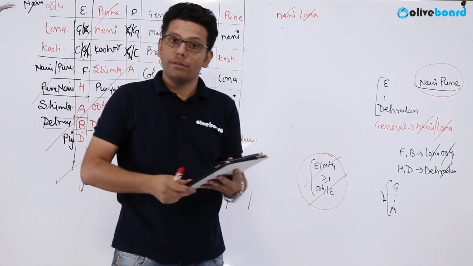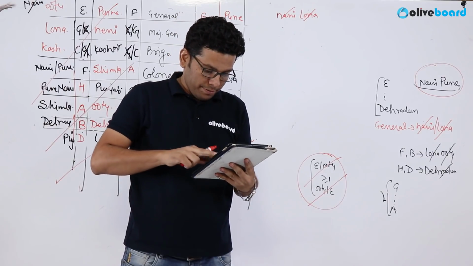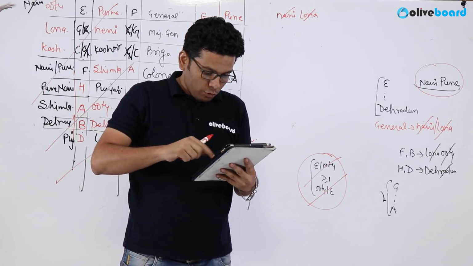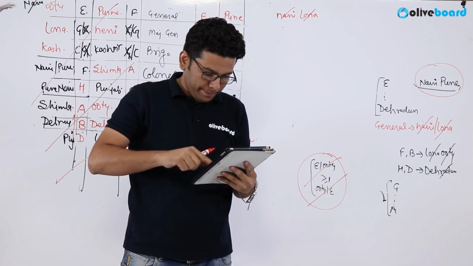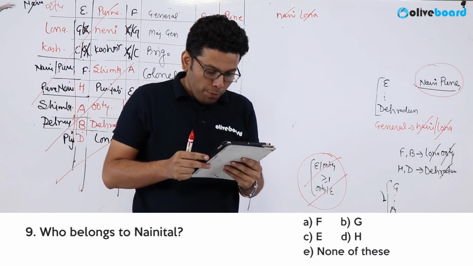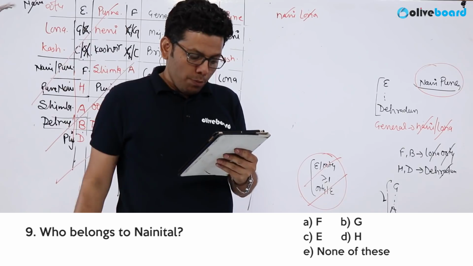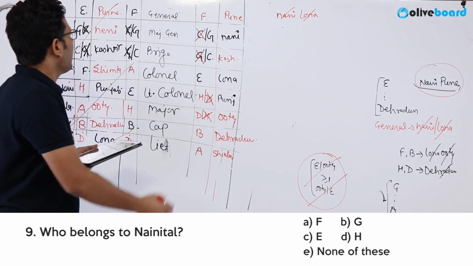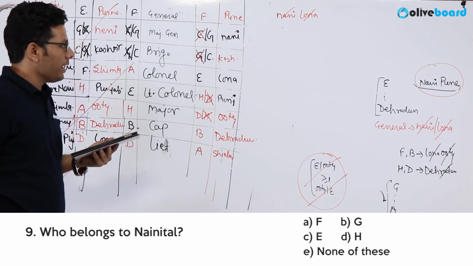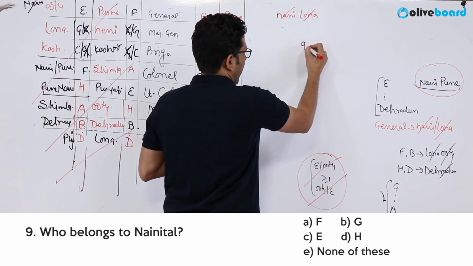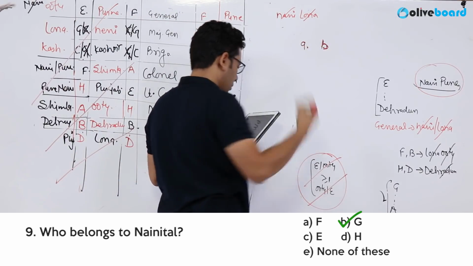What the question they have given. So your first question was, who belongs to Nainital? Nainital belongs to G. So answer is B. Question number 9 has answer B.